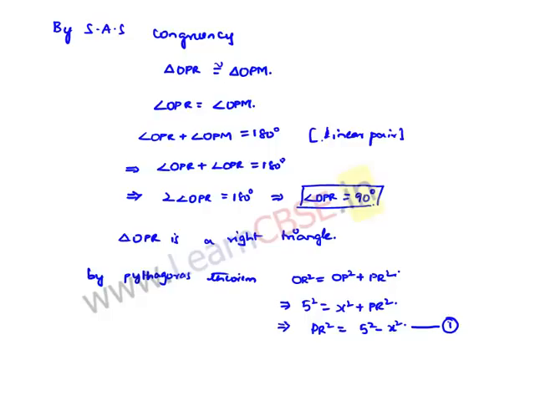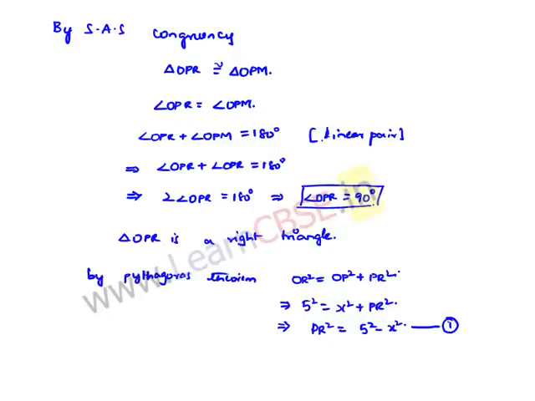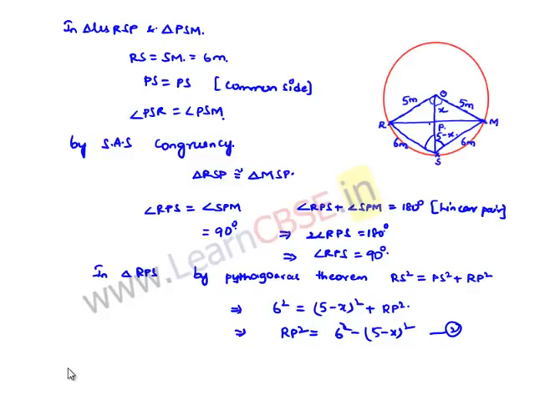Now considering 1 and 2, we got PR square or RP square on the left hand side equal. Therefore we can equate the right hand sides, that is from 1 and 2: 5 square minus x square is equal to 6 square minus 5 minus x whole square.